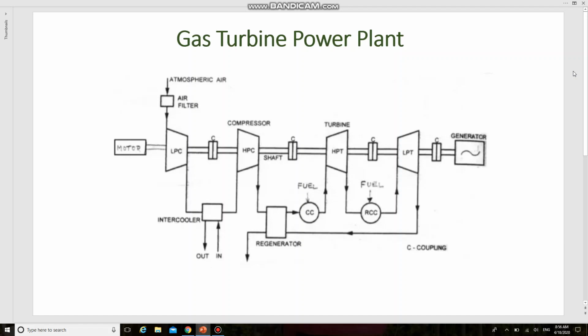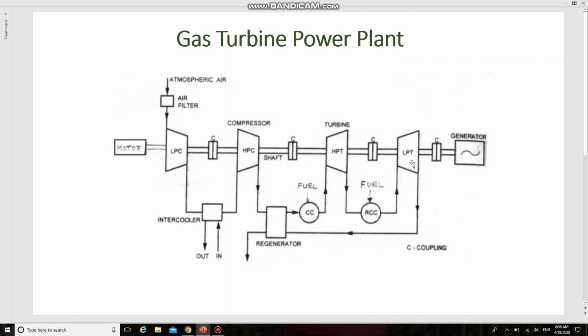A simple gas turbine power plant consists of compressors, LPC or HPC, intercooler, regenerator, combustion chambers, gas turbine, and reheating unit. First, let us see what is a compressor.